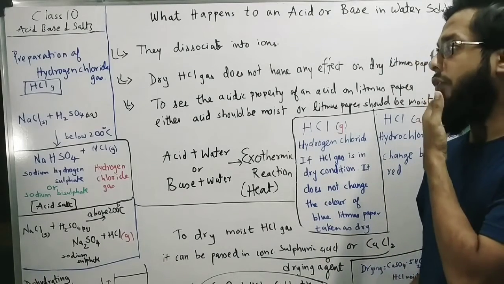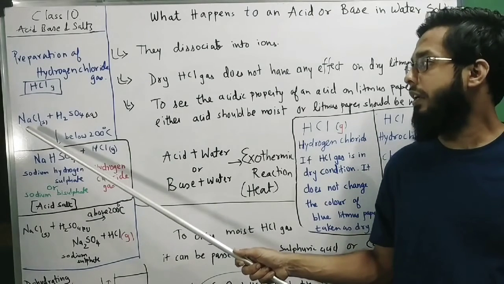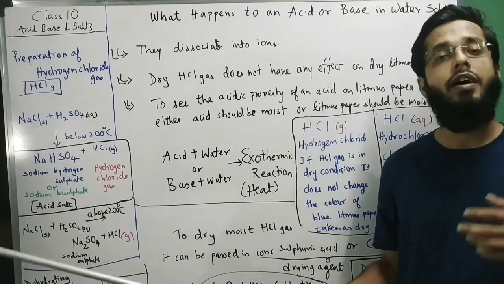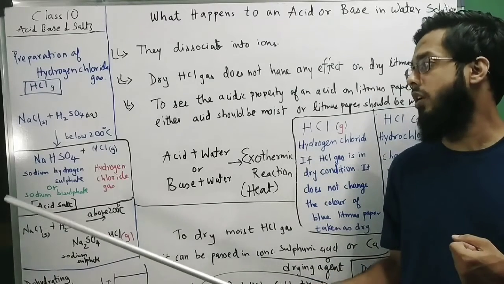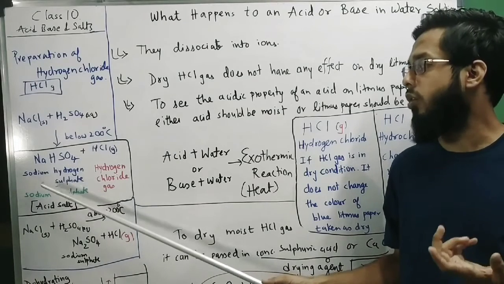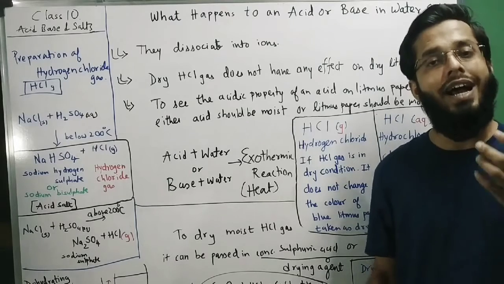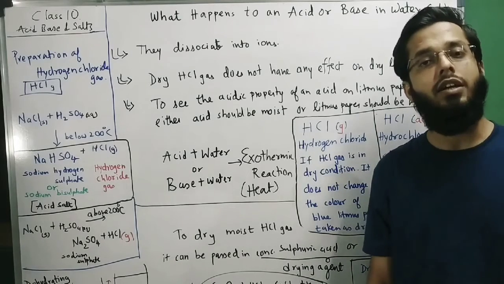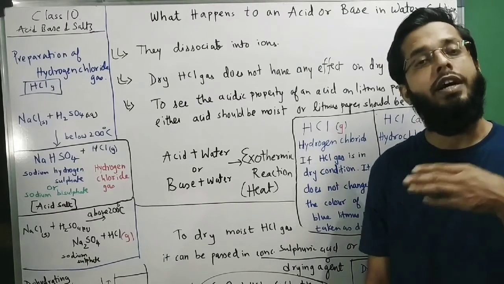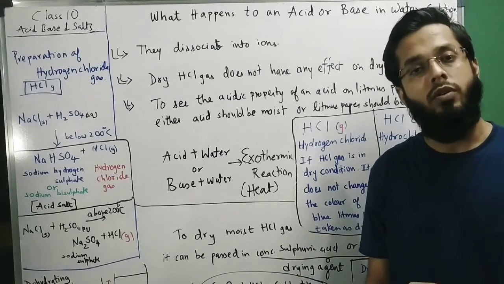Let's take the example of preparation of hydrogen chloride gas. If you take sodium chloride, that is salt, add sulfuric acid, and heat the reaction mixture, you will get sodium hydrogen sulfate, which is an acidic salt, and hydrogen chloride gas. Dear students, HCl in gaseous state is known as hydrogen chloride. It is not called hydrochloric acid unless it is dissolved in water.